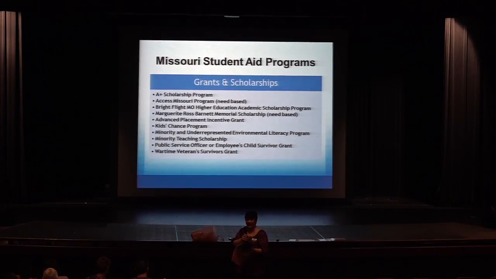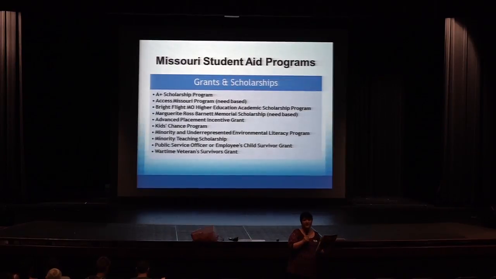Next, you'll find the Bright Flight, and this is specifically related to the ACT scores. There are all kinds of different determination factors as far as this is concerned, but the top 3 to 5% of ACT scores in the state of Missouri, all of those students are eligible for some money, okay? If you have questions about that, just let me know.